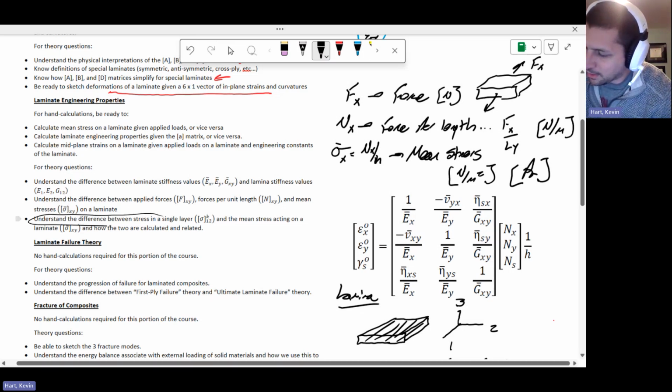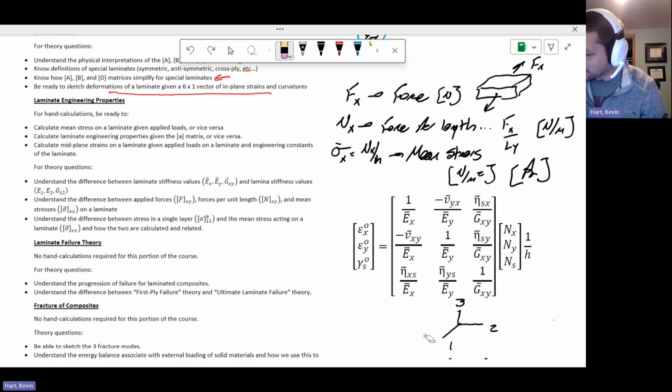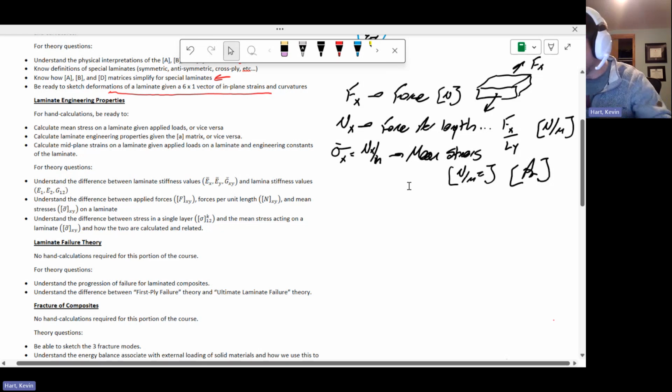All right, finally, understand the difference between stress in a single layer and the mean stress acting on a laminate. Again, this is important because different layers inside of the structure have different stresses, right?